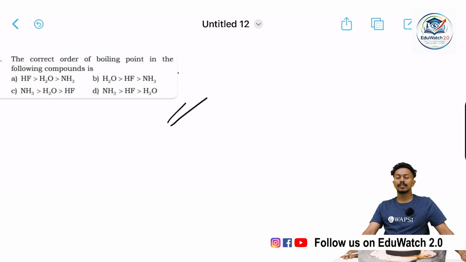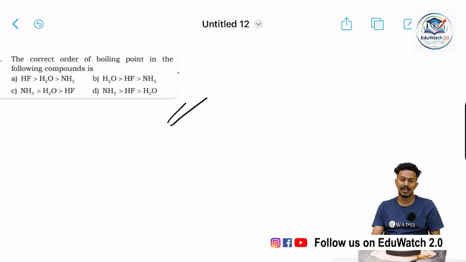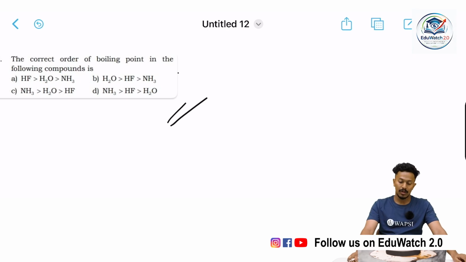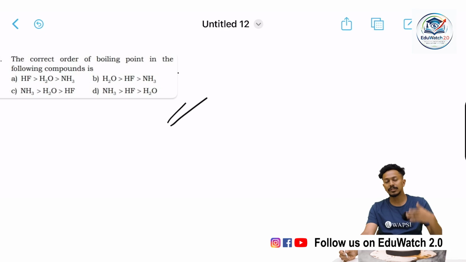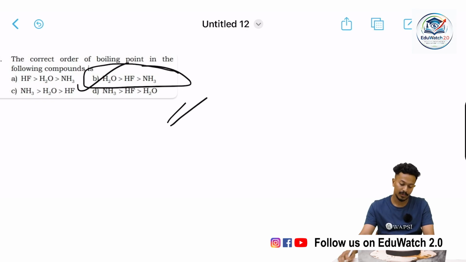Well, regarding HF, fluorine is quite an electronegative element, and the bond between an electronegative atom and an electropositive atom is so much stronger than that of NH3, which has a weak bond containing a lone pair. So we could say that ammonia has the lowest boiling point, HF much higher than that of ammonia, and the highest boiling point is water's. Okay, so this is the correct option, option B.